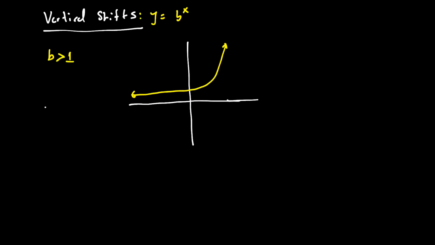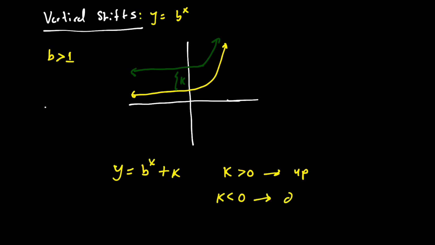To vertically shift our graph, we need to change all the y values by some constant unit. So if we wanted to shift this graph up by, let's say, k units, we would need to add a k to our y values. And to do this, we're going to change our equation from y equals b^x to y equals b^x + k. When k is greater than 0, our graph shifts up by k units, and when k is less than 0, our graph shifts down by k units.